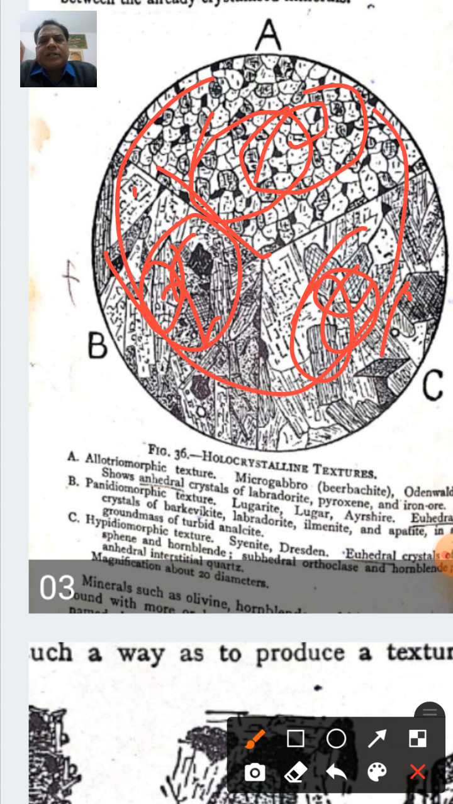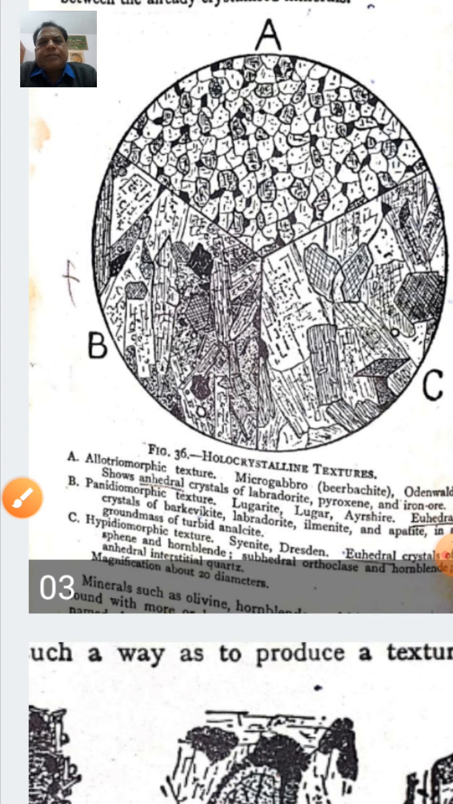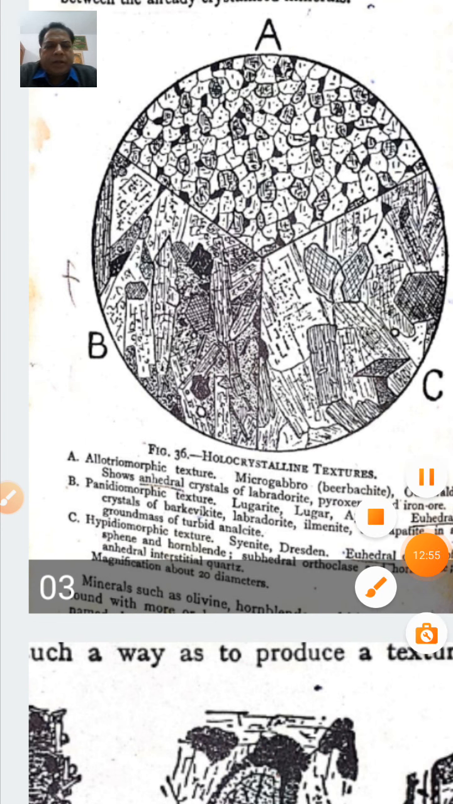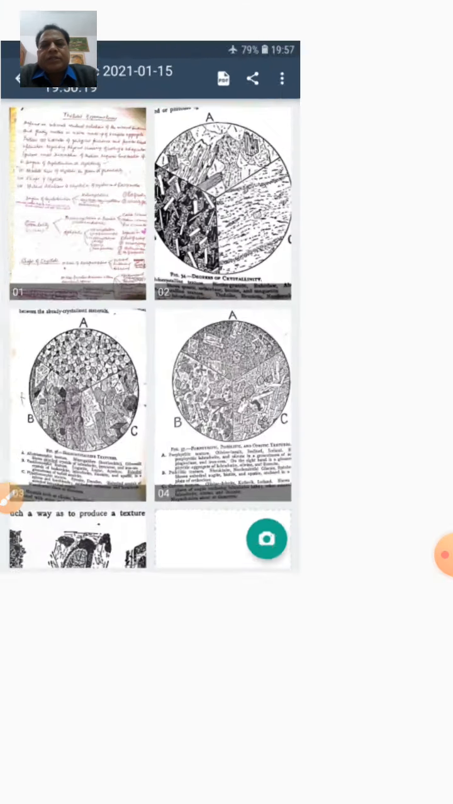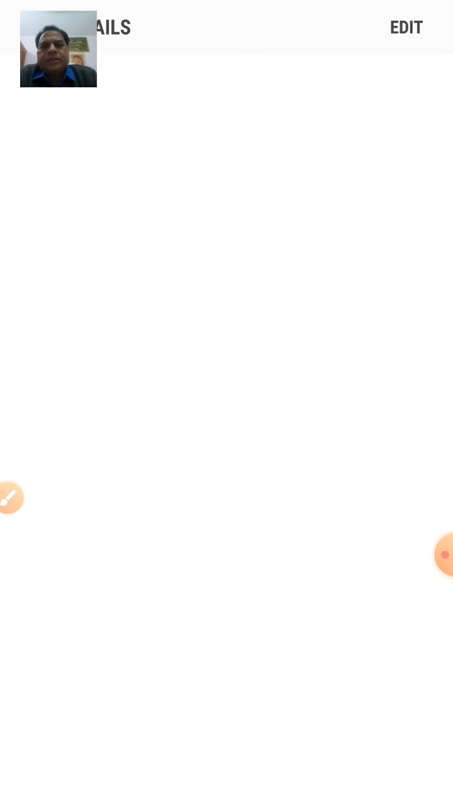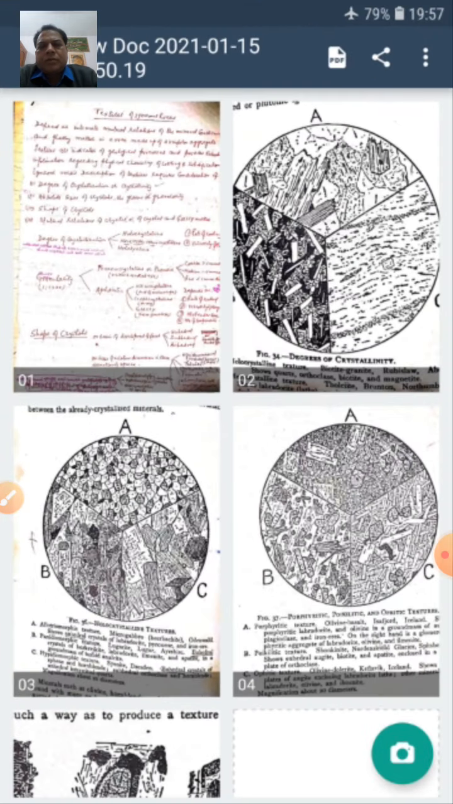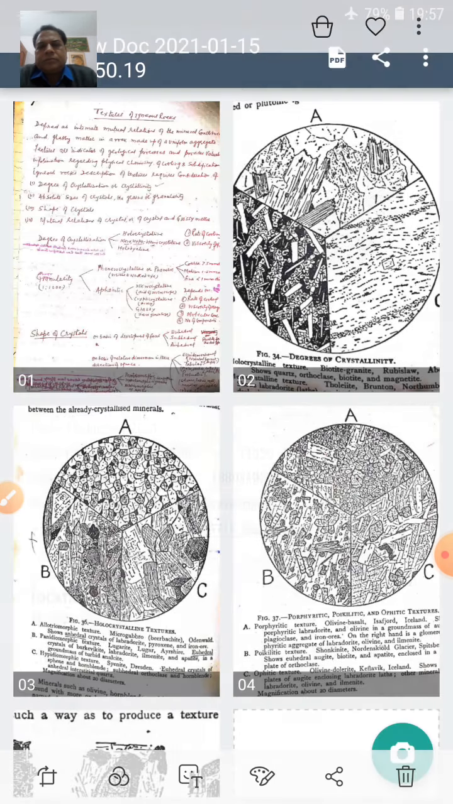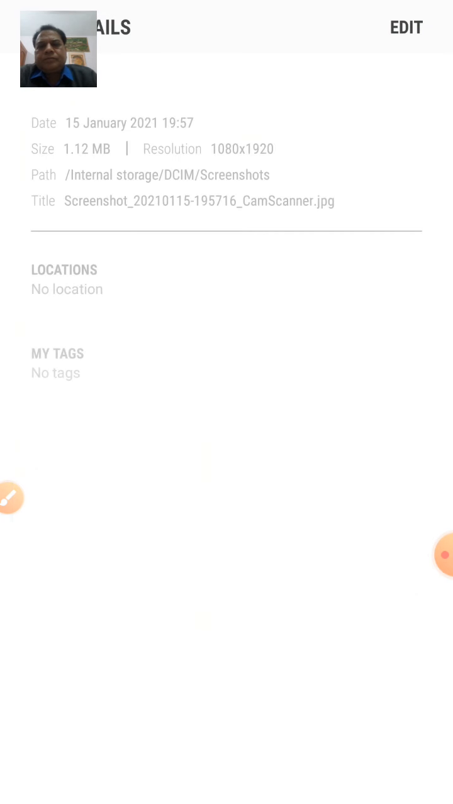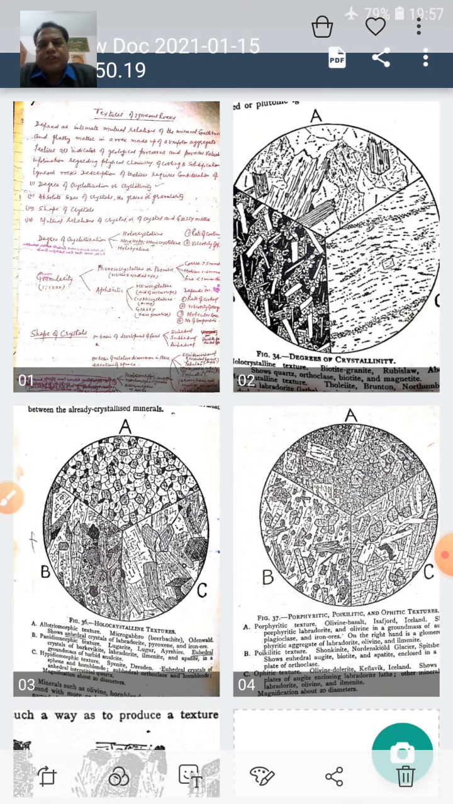So in this diagram you can see this is section A, this is allotriomorphic, B is pandiomorphic, and C is hypidiomorphic. So these are the different textures that are there. Let's go back and check the various texture terms that are there.